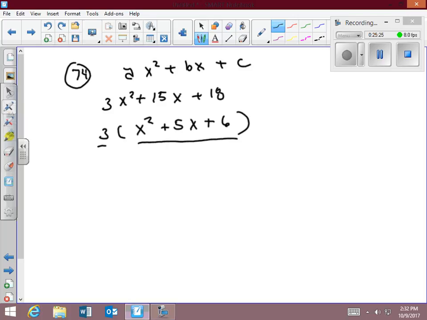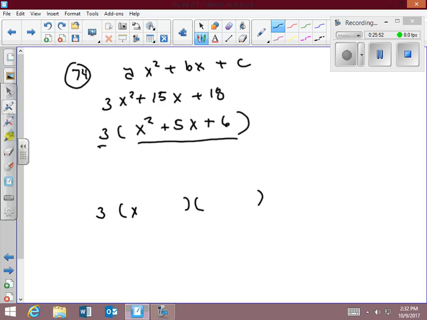But here's the thing people forget. They forget to bring that 3 down, because the 3 is part of the total factorization. So I would suggest, before you draw your little 2 brackets, that you bring that 3 down. Because if you don't, your end result is wrong. You lose points.